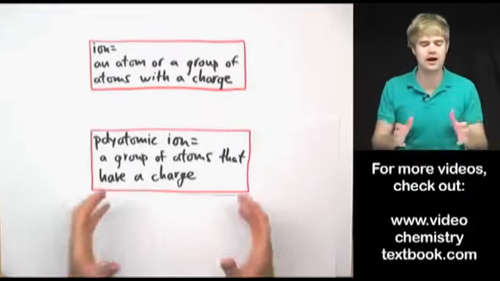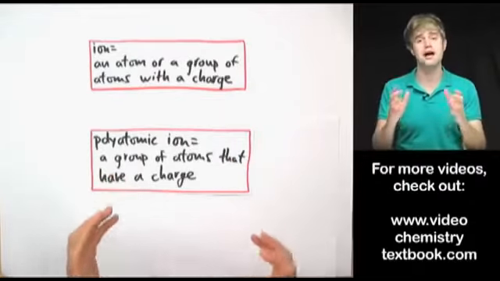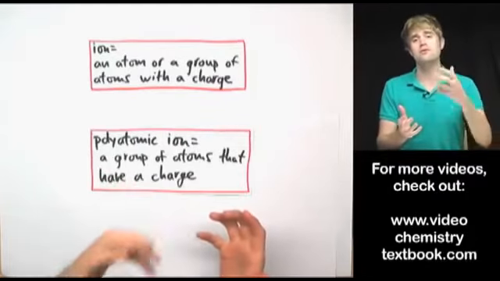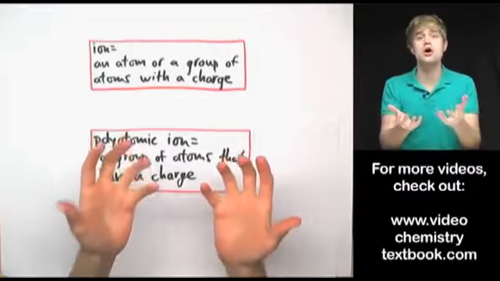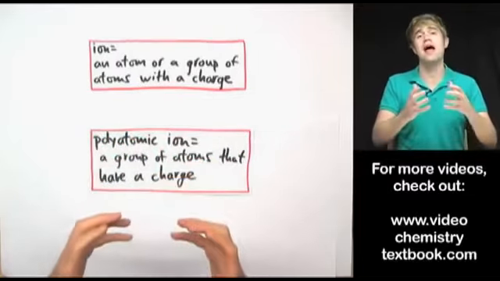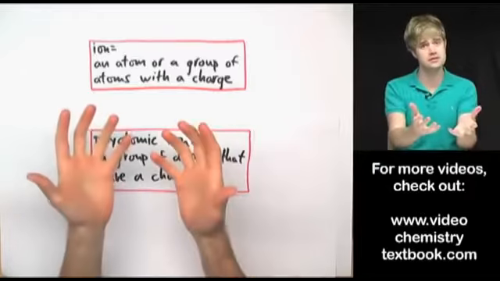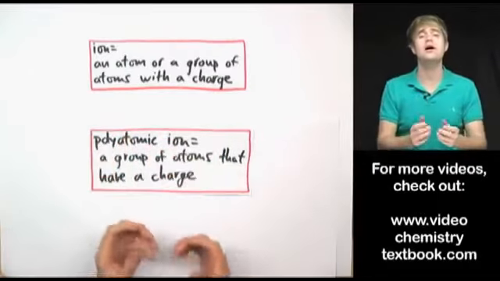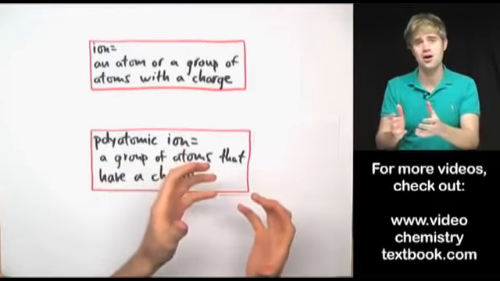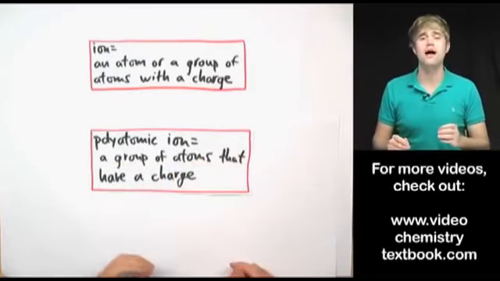Anyway, just to review what we've learned. We learned that an ion is an atom or a group of atoms that have a charge, and something gets a charge when the number of protons and electrons don't balance out. If you have more protons than electrons, you'll have an ion with a positive charge, you call it a cation. If you have more electrons than protons, you have an ion with a negative charge, and you call that an anion.